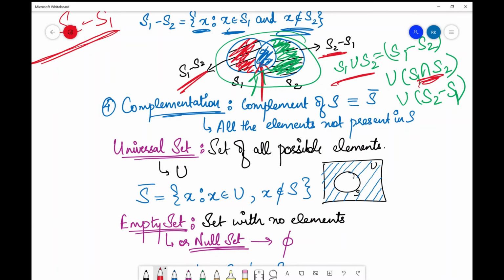Okay, let's move on to the next operation, which is complementation. Now complementation basically means complement of a set or negation of a set. So it is represented by S dash. We write the set S, and if I have to find its complement, I would write a bar over it. So that is S bar or S dash. That is its complement. Complement means all the elements which are not present in S.